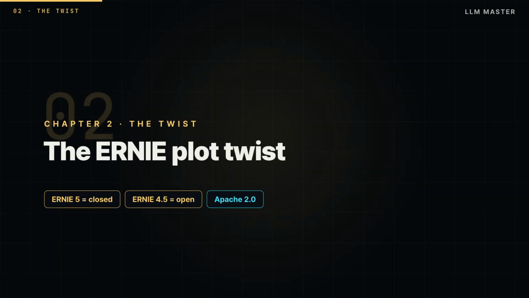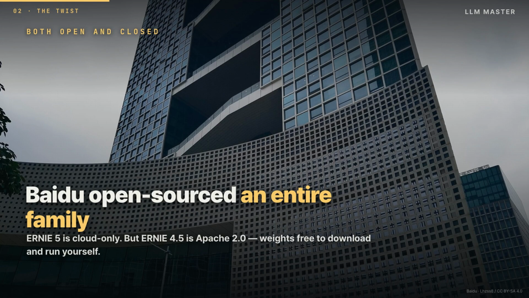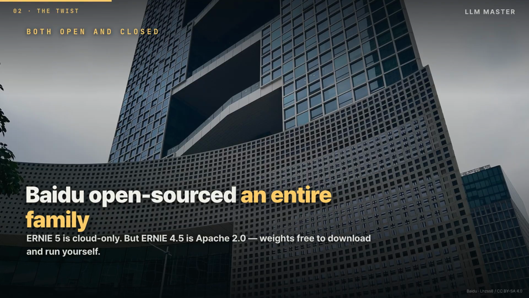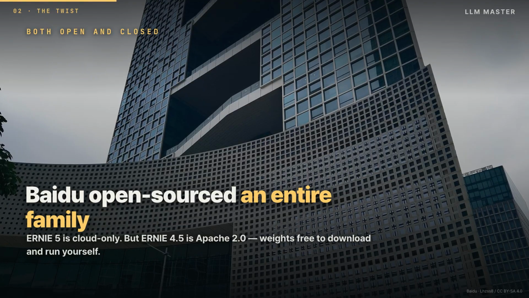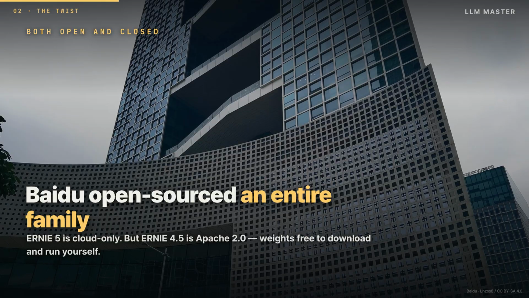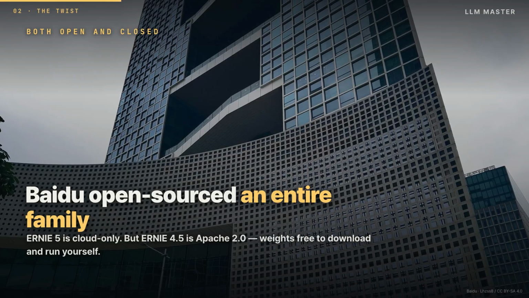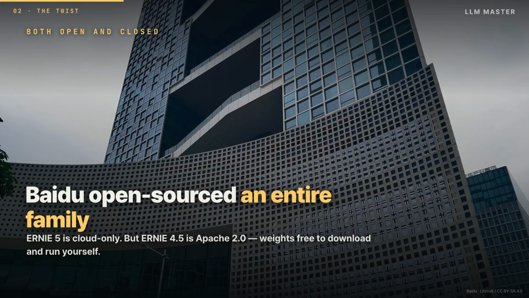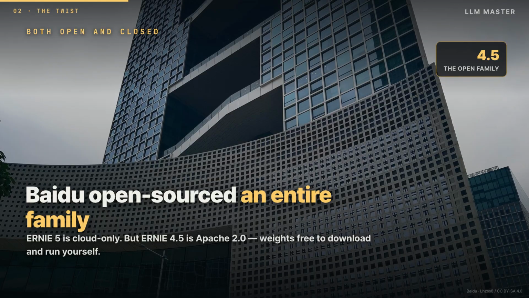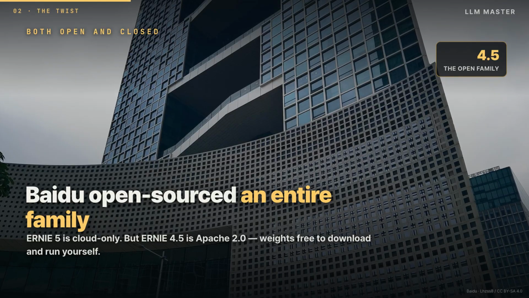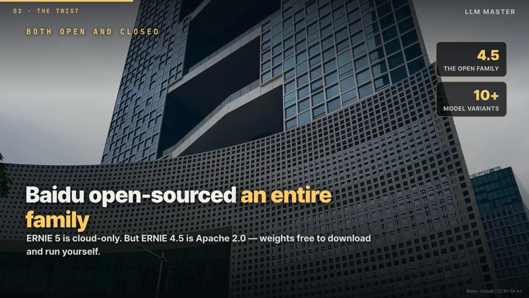Chapter 2. And here's the plot twist that trips a lot of people up. The ERNIE twist. You may have heard that Baidu's ERNIE is a closed model, that you can only use it through Baidu's cloud. And for their newest flagship, ERNIE 5, that's true. But here's what most people miss. Baidu also open-sourced an entire earlier family, ERNIE 4.5, under the permissive Apache 2.0 license. That means the weights are free to download, and you can run them on your own hardware.